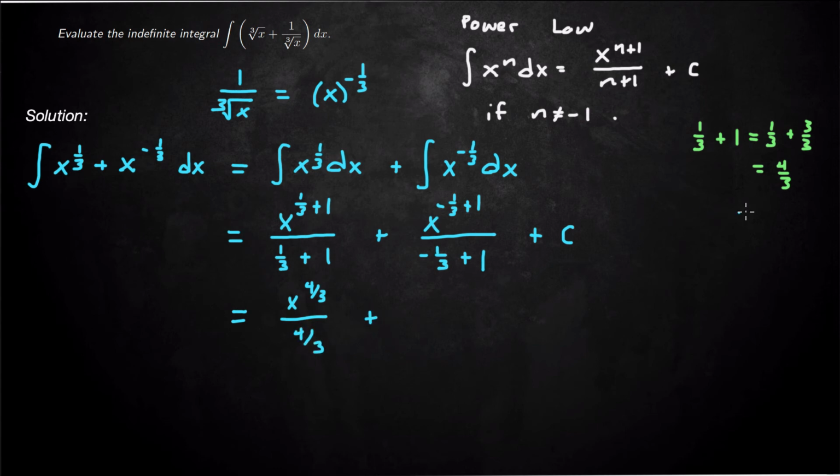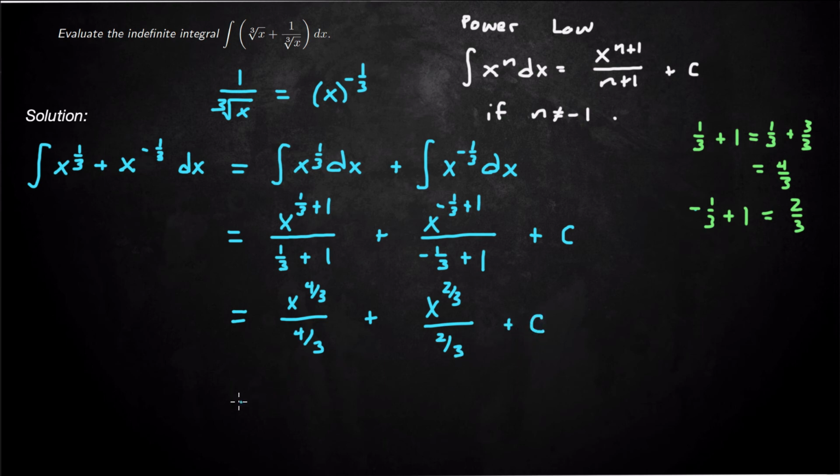Plus, and then we have negative 1/3 plus 1. Well, that's kind of easy to see. We can see that that's just going to be 2/3. Basically, if we just take 1/3 away from 1, we get 2/3. So that's going to be x to the 2/3 divided by 2/3, plus c.